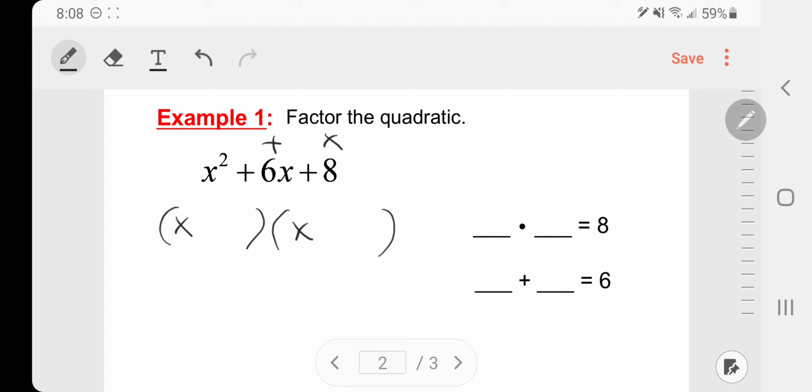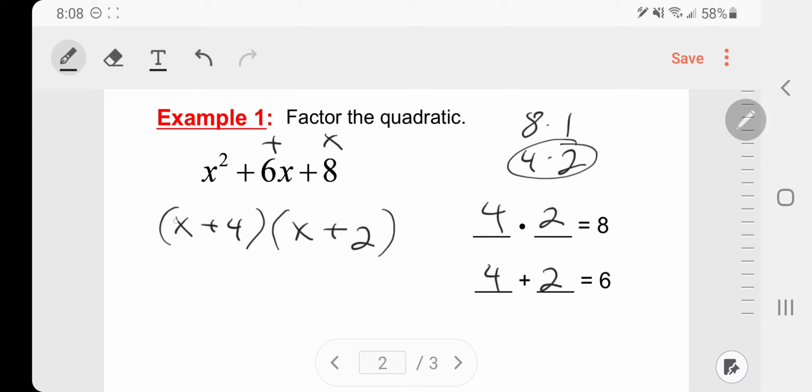Now you can guess and check here. For 8, there's really not that many options. We know 8 and 1. We know 4 and 2. That's pretty much all we got there. So which of these is going to multiply to be 8 and add to be 6? Well, it's clearly going to be 4 and 2. So 4 times 2 gives us 8. 4 plus 2 gives us 6. So it's going to be x plus 4 and x plus 2. Those are my two factors, my two binomials that would multiply to be that trinomial.